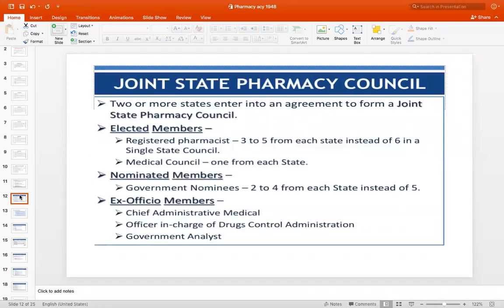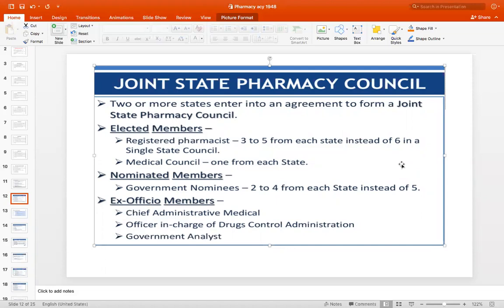Here, registered pharmacists, 3 to 5 from each state instead of 6 in a single state council. Medical council, 1 from each state. And nominated government nominees, 2 to 4 from each state instead of 5. Here also it is again mandatory that they have to be registered pharmacists.